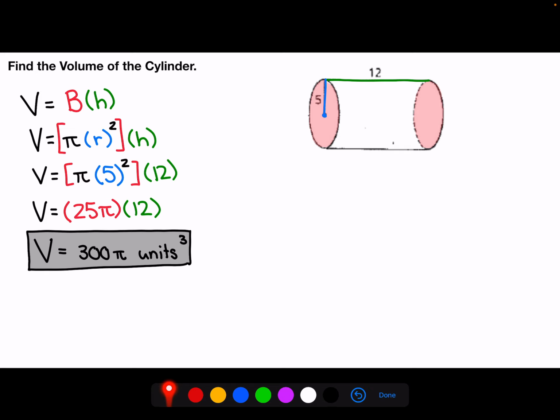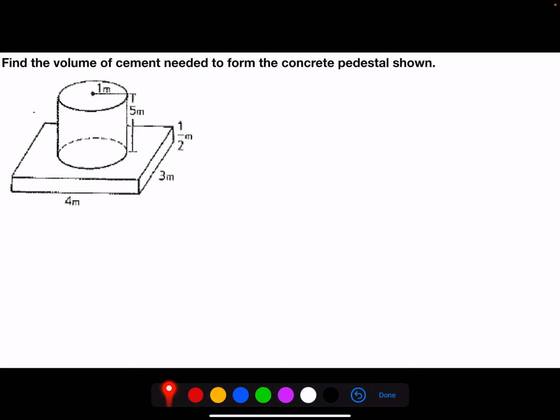All right, our last and final problem. We want to find the volume of cement needed to form the concrete pedestal shown. Now again, we have a composite figure here. But with composite figures, it's different from surface area. We only have 2 steps. We need to find the volume of one of these, then find the volume of the other, and then add them together. I guess that's 3 steps. But again, just find the volume of each shape, add them together, and that's your answer.